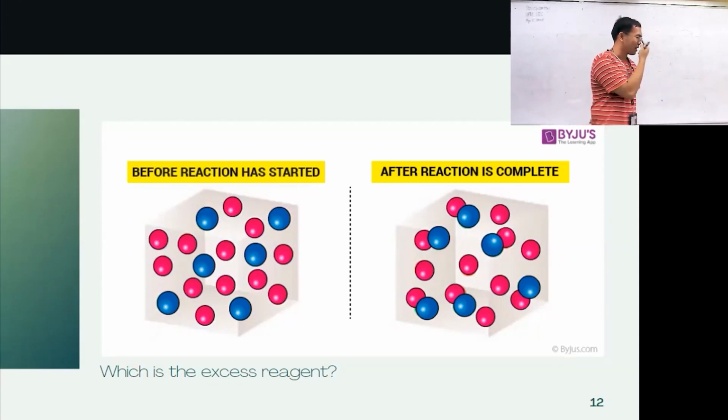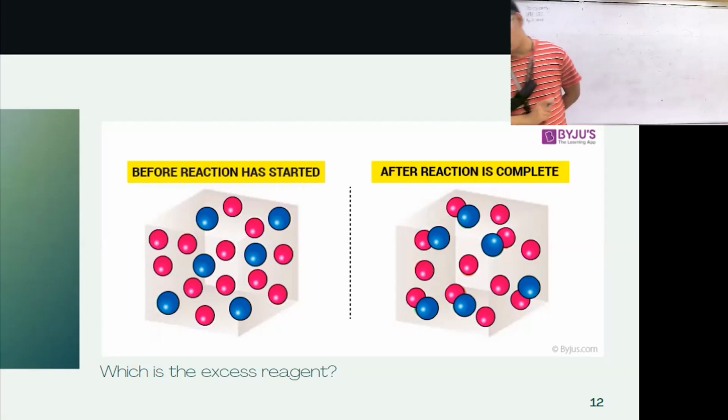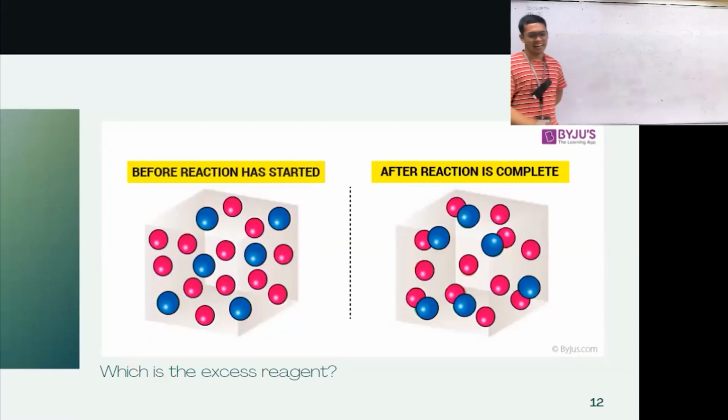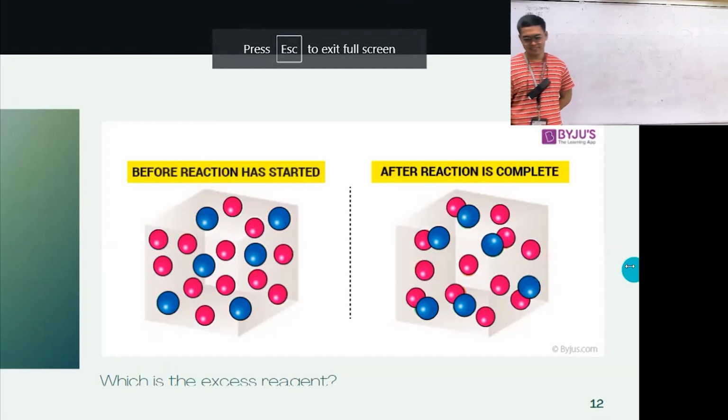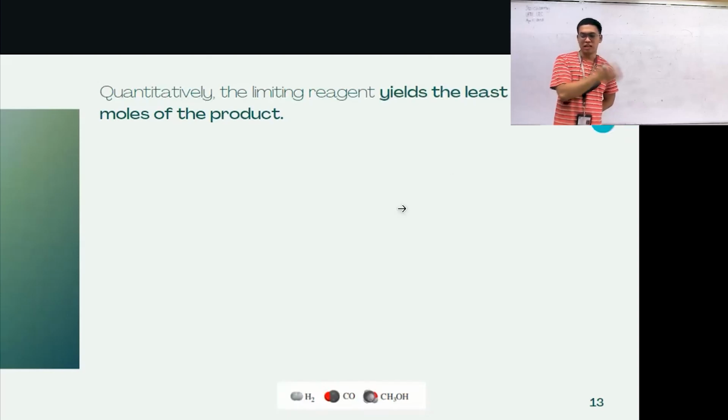Okay, anyway, let's go back. Ayun, may na mga nagsagot na. So in this case, makikita natin on the screen na after the reaction is complete, may mga lone red balls. So in this case, yung red balls natin ang excess reagent, kasi siya lang yung walang partner. Siya yung excess. Ayun, siya yung single daw, sabi ni Sir Dustin. So, again, sabi ko kanina, quantitatively, the limiting reagent yields the least number of moles of the product. Yun yung sabi ko kanina na we can calculate it quantitatively.